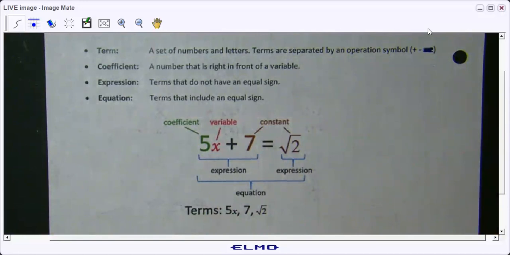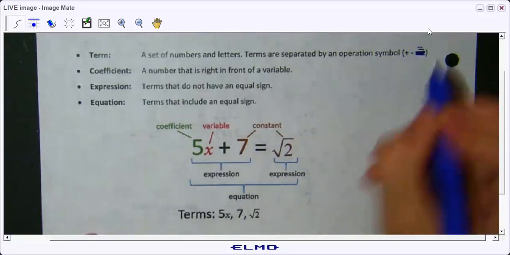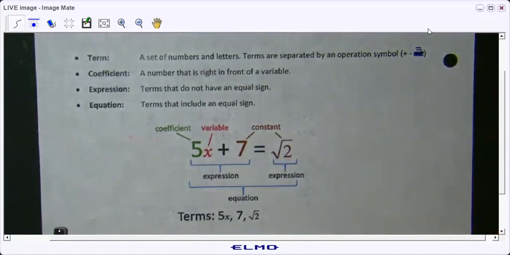So for example, we have an equal sign. Up here, put equal. Okay, so addition, subtraction, and equal sign. So in this case, we have 3 terms. We have 5x and 7 because they're separated by an addition symbol. And then we have the square root of 2 because it's separated by an equal sign. So we have 3 terms there, okay? If there isn't an addition, a subtraction, or an equal sign, then it's just one full term, okay?